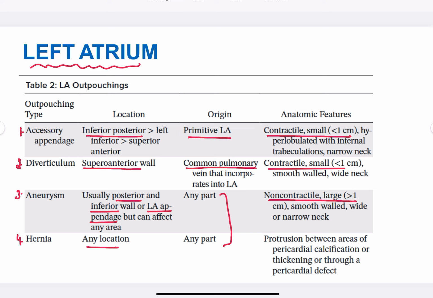Now coming on the walls, the accessory appendage is hyperlobulated, that is, it has lobulated walls, while the diverticula and the aneurysm have smooth walls. Now coming on the neck, the accessory appendage has a narrow neck, while the diverticulum has a wide neck, and the aneurysm can have either a wide neck or a narrow neck. Hernia is again the same as that of the right atrium, that is basically protrusion between areas of pericardial calcification or thickening or through a pericardial defect.